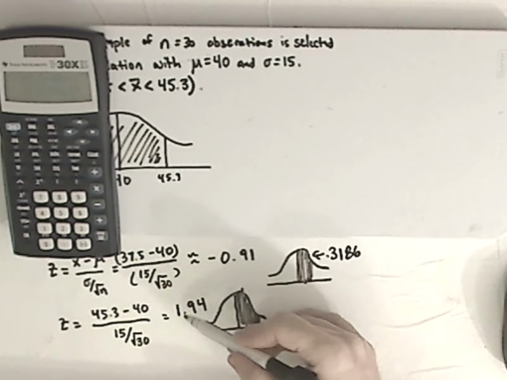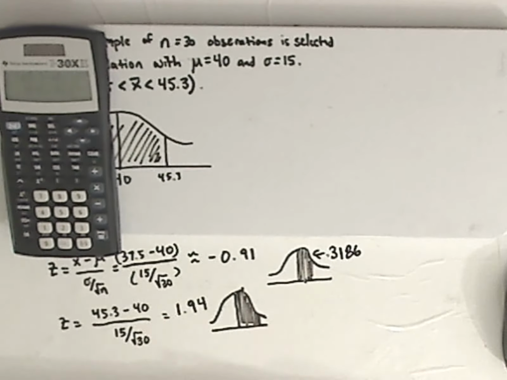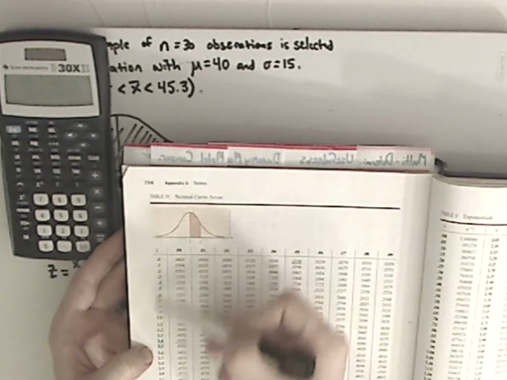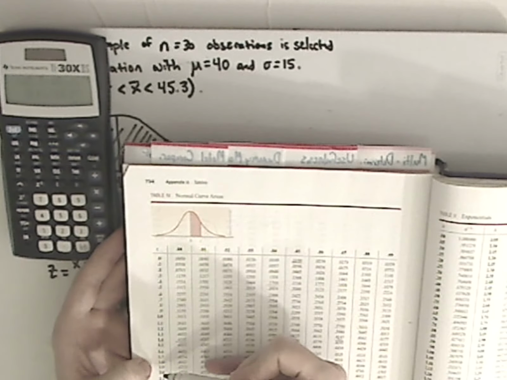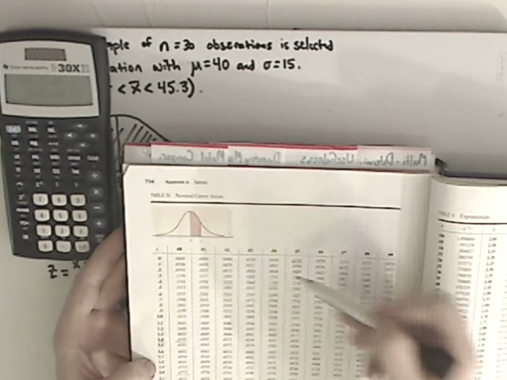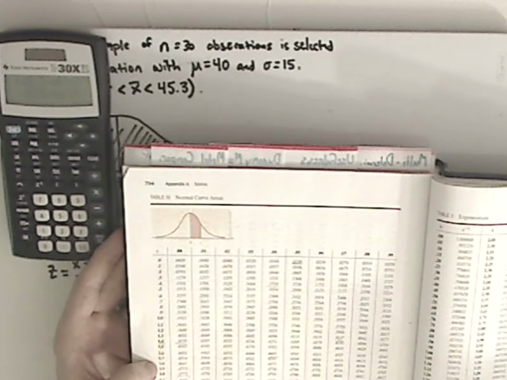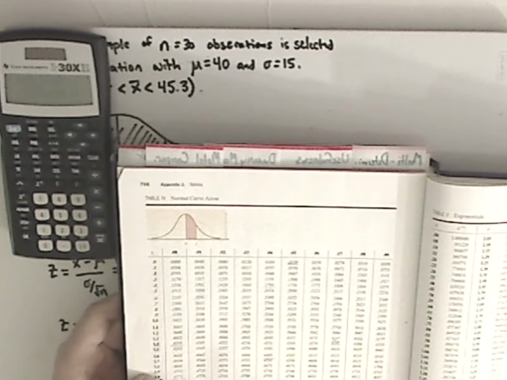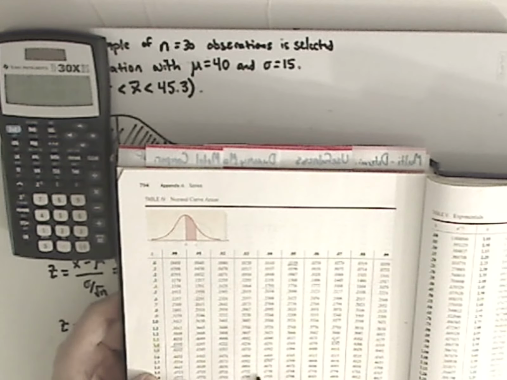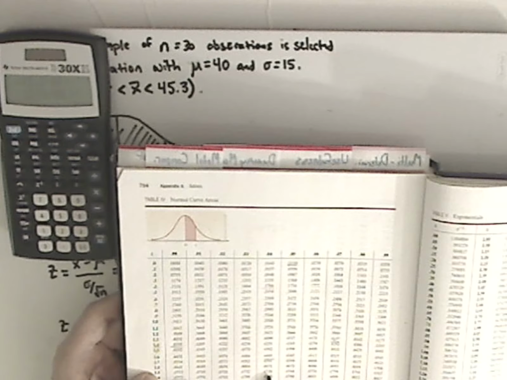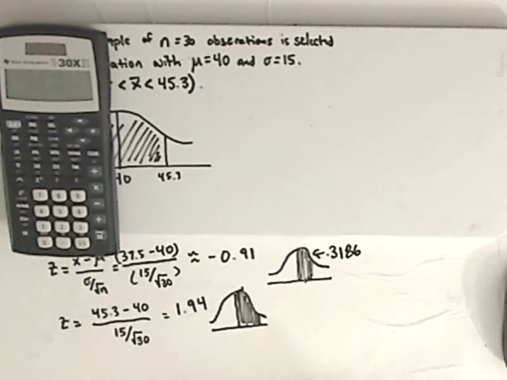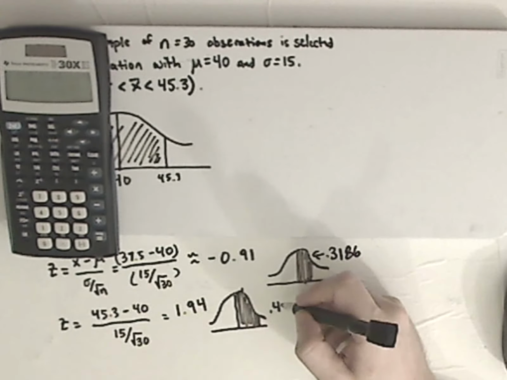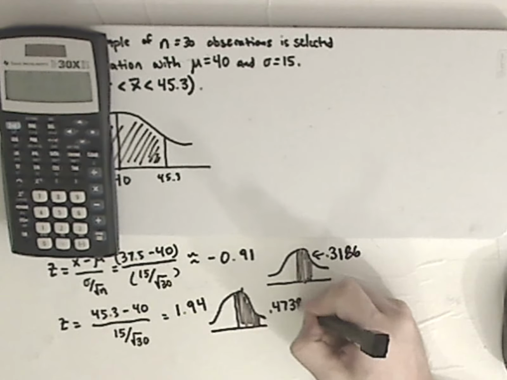Now my second one is 1.94. Most likely what you're going to see here is the ones place and the tenths place down the side, and each column is going to be the hundredths place. So 1.94 is 0.4738.